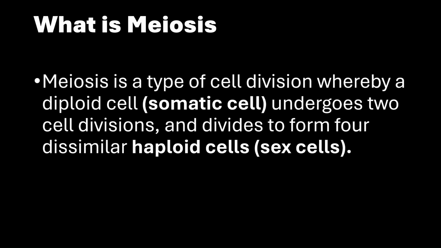All right, so we'll be moving on to the other aspect of meiosis, where we need to know what meiosis is properly. So, what is meiosis? It is a type of cell division whereby a diploid cell, in brackets somatic cell, undergoes two cell divisions and divides to form four dissimilar, another word for dissimilar is unidentical, haploid cells. And all haploid cells are automatically called sex cells. In other words, meiosis leads to the formation of sex cells or gametes. And know there are two types of gametes, sperm cells and ovum.